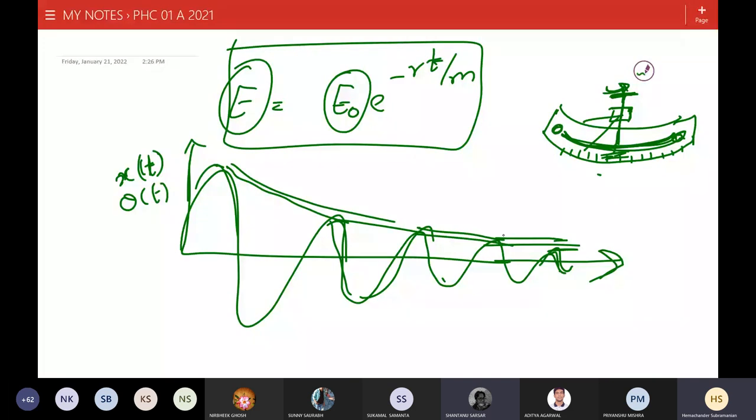Now how would you quantify the decay? How would you quantify this exponential factor? You don't know r, you don't know m. You want to derive that from the plot. You have the data, you want to fit it to the parameters. How would you go about it? Any ideas?